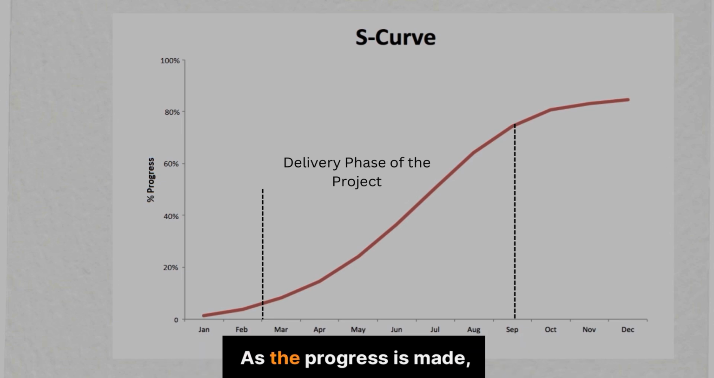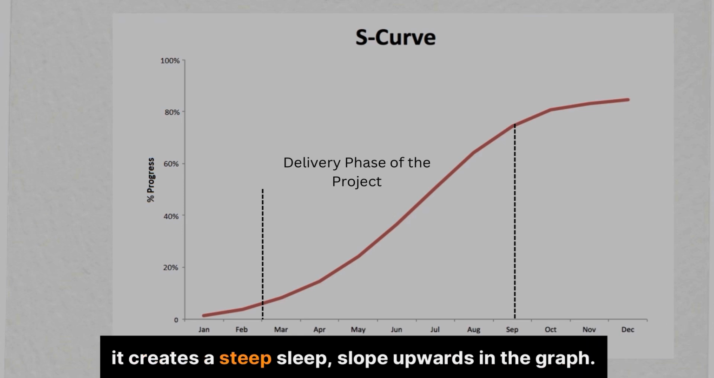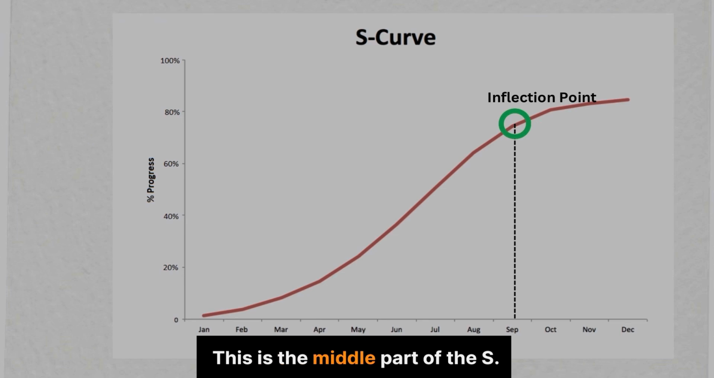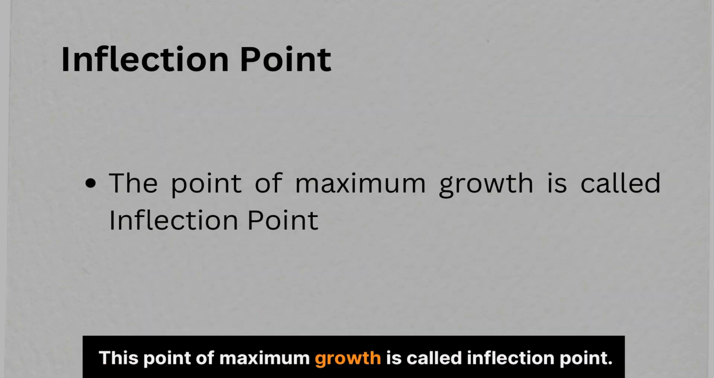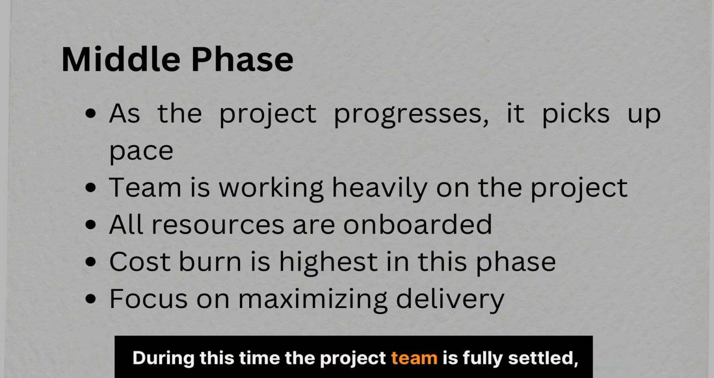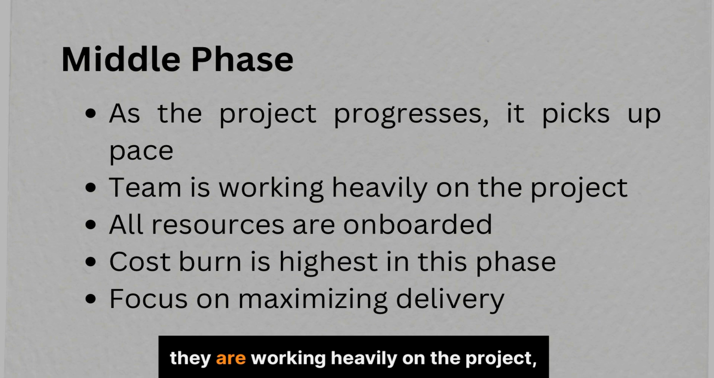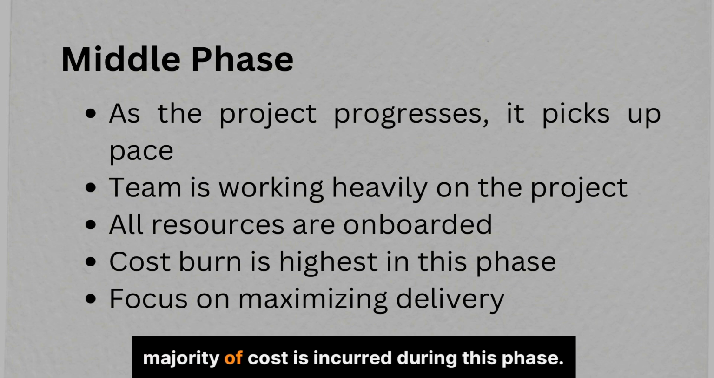As the progress is made, growth and acceleration happens rapidly, and it creates a steep slope upwards in the graph. This is the middle part of the S. This point of maximum growth is called the inflection point. During this time, the project team is fully settled. They are working heavily on the project. Everything is running on full throttle, and the majority of cost is incurred during this phase.